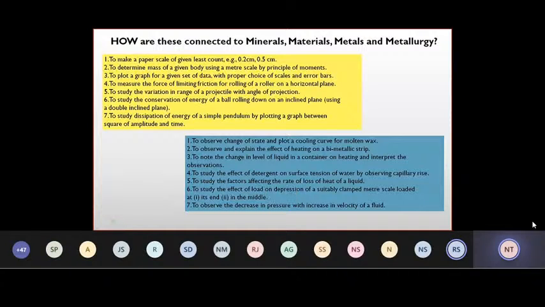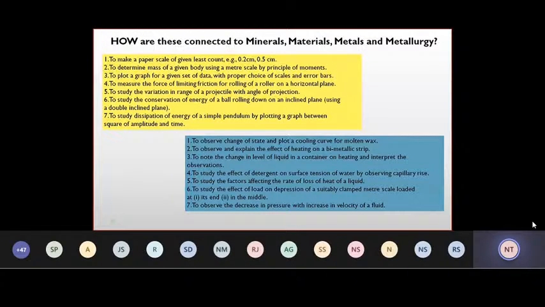Now, typically the students are told to make a paper scale with a least count of 0.2 centimeter, 0.5 centimeter. They learn the least count, they memorize the least count, and they write the least count in their exam paper.